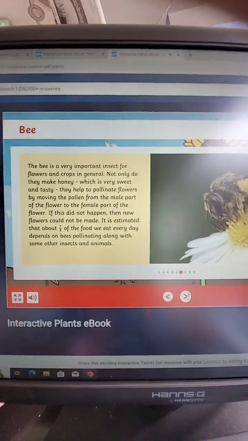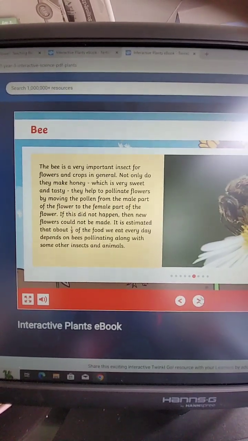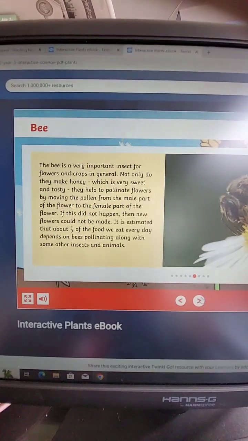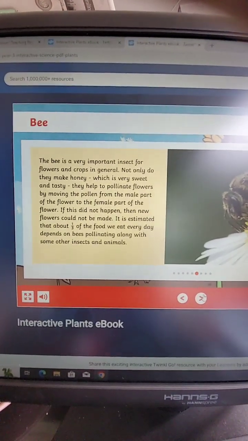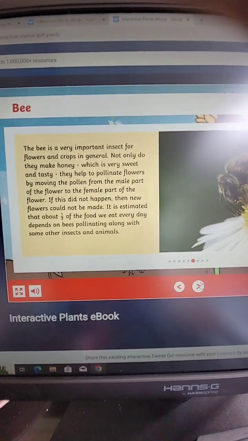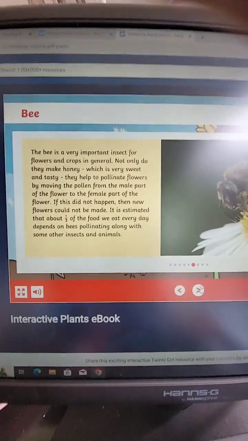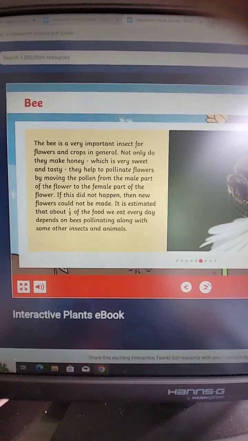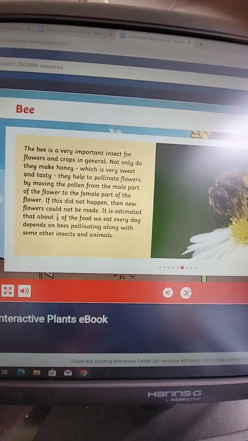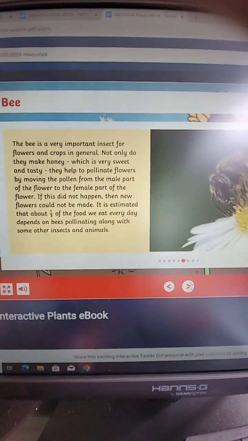Bee is a very important insect for flowers and crops in general. Not only do they make honey, which is very sweet and tasty, they help to pollinate flowers by moving the pollen from the male part of the flower to the female part of the flower. If this did not happen, new flowers could not be made. It is estimated about one third of the food we eat every day depends on bees pollinating, along with some other insects and animals.